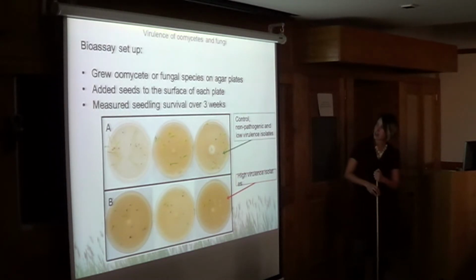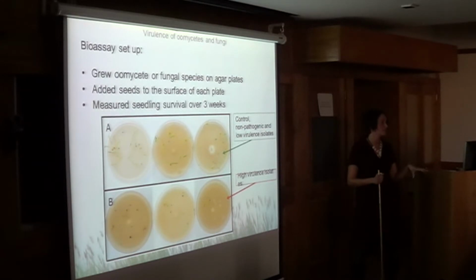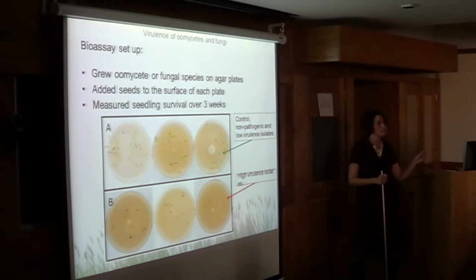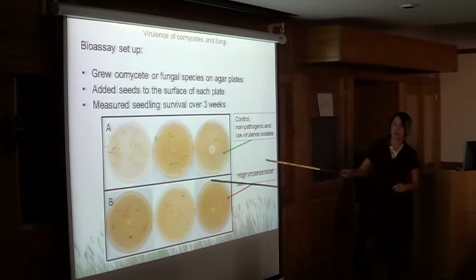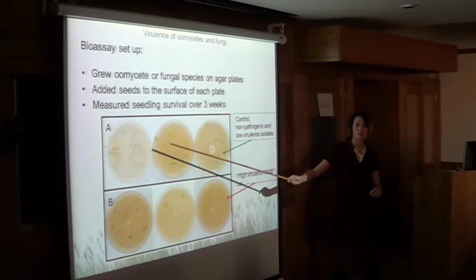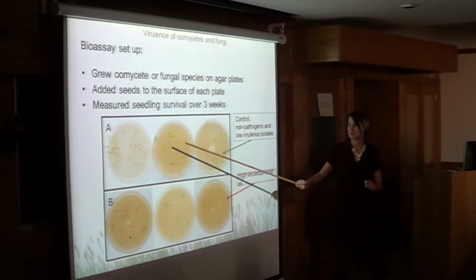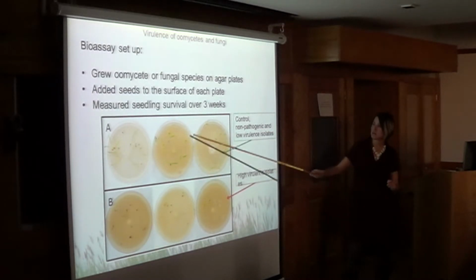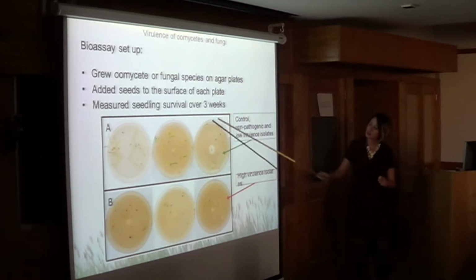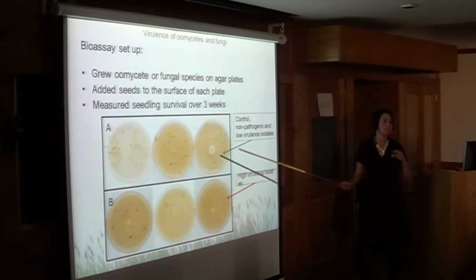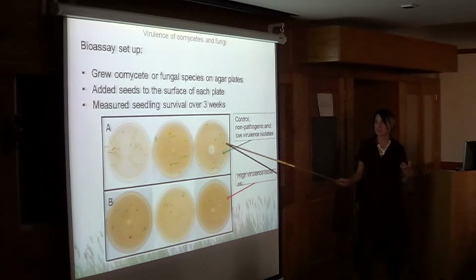By pathogenic, I mean that they decrease seedling survival when inoculated relative to a control that's uninoculated. And for virulence, I'm defining that as the degree of that decrease. So in this top frame, you can see a control uninoculated plate growing with seeds of Phragmites australis. In this one, you can see a non-pathogenic isolate, so all of those seedlings are doing great. Here is a low virulence isolate, so one that does decrease the survival of these seedlings relative to a control, but there's still pretty high seedling survival.